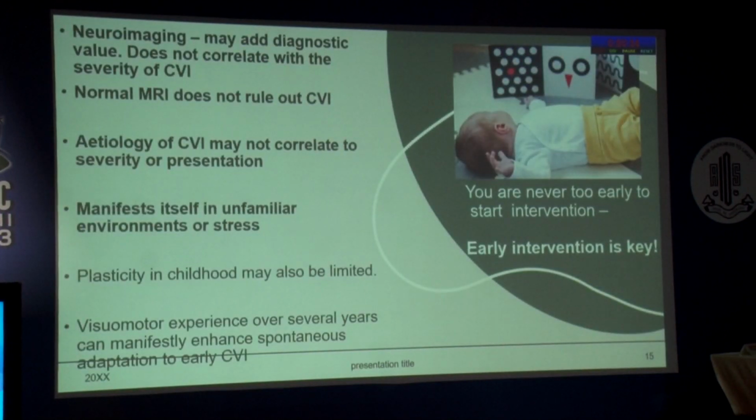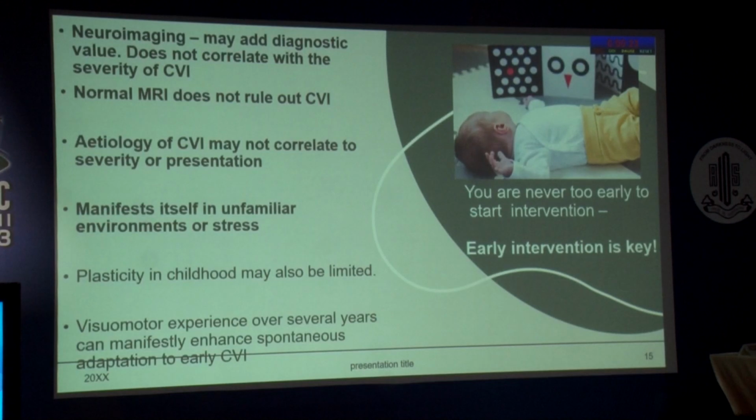Neuroimaging may be of diagnostic value, but a normal MRI does not rule out CVI. Whatever you see in the MRI need not really correlate with the severity of CVI. Etiology of CVI may not correlate with severity or presentation, and CVI may manifest itself in unfamiliar environments. In home and in school, they may not have simultanagnosia. If you put them in a mall or in a new park, suddenly simultanagnosia will come, facial blindness will come. You cannot take for granted that a child, the same way they were in the office, they were going to be there in the entire day-to-day life.